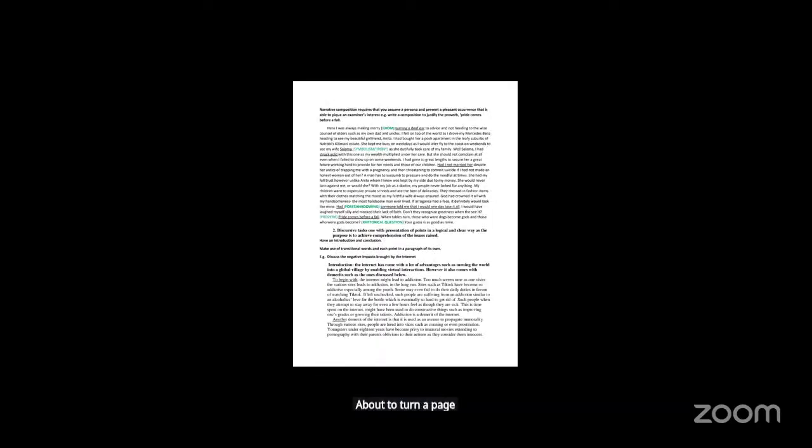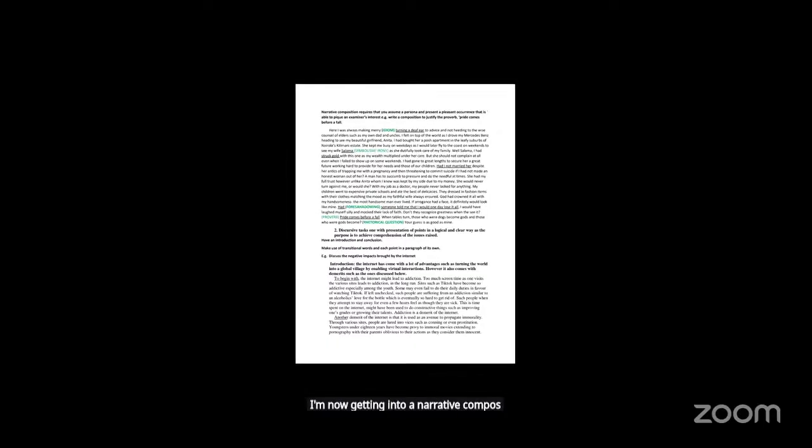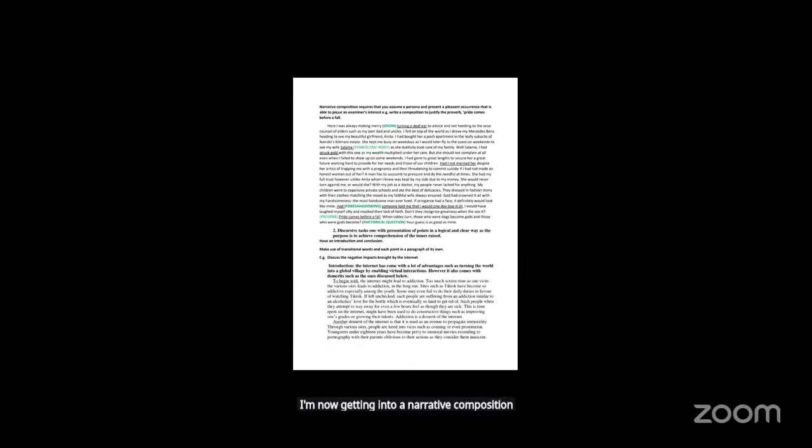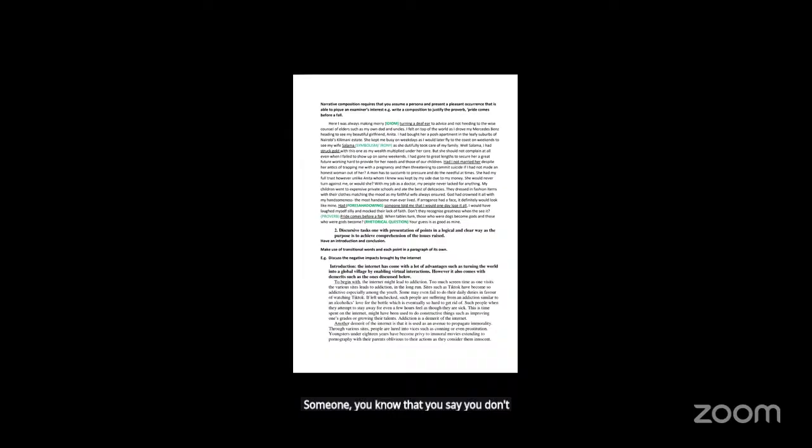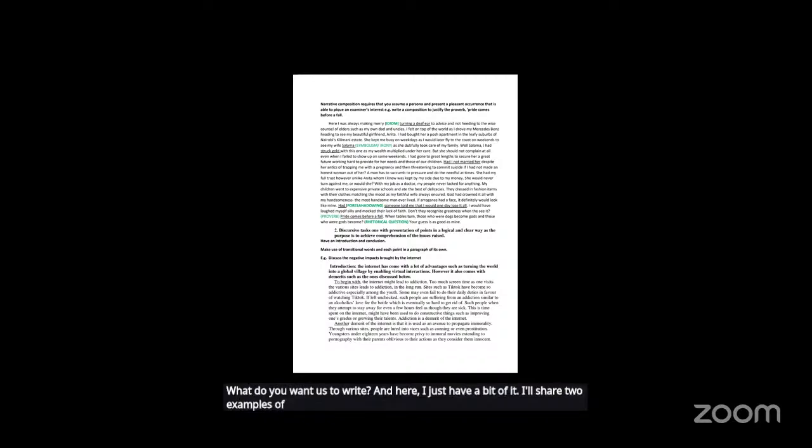In a narrative, I'm now getting into a narrative composition. A narrative composition might be my own creation, or maybe I've taken it from somewhere, but there are some things I've indicated in green. Someone will wonder, teacher, you said you don't use cliches. What do you want us to write? And here I just have a bit of it. I'll share 2 examples of narrative compositions.